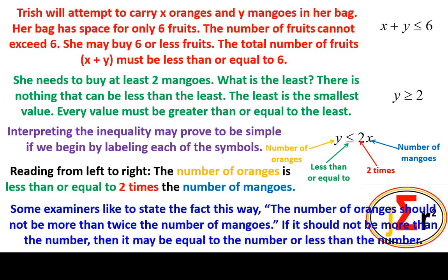Some examiners like to state the fact this way. The number of oranges should not be more than twice the number of mangoes. Instead of saying should be less than or equal to, they say should not be more than. If it should not be more, then it should actually be less than or equal to the number.